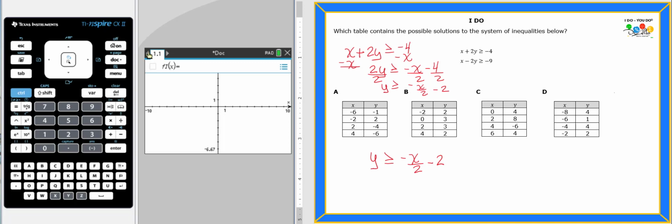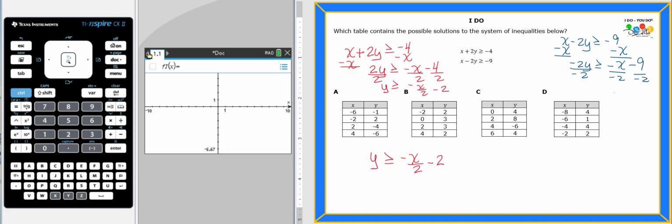Okay, now let's do the second one. My second inequality is x minus 2y is greater than or equal to -9. We're still going to have to solve for y, so we take away x's on both sides, right? Remember that x, you always bring it to the front. And now I need to divide by a -2.